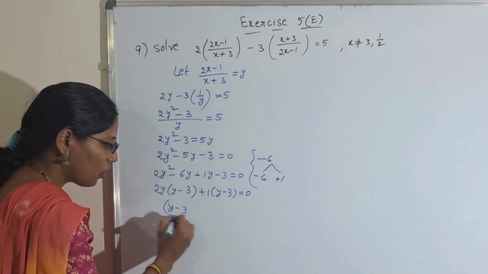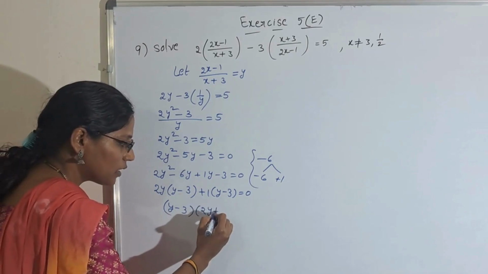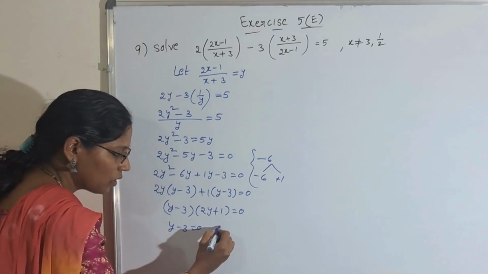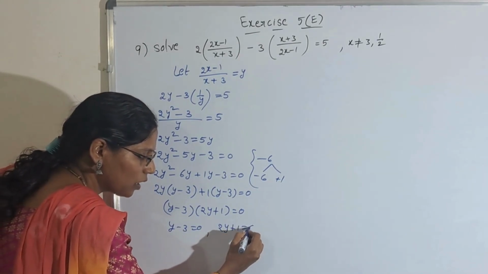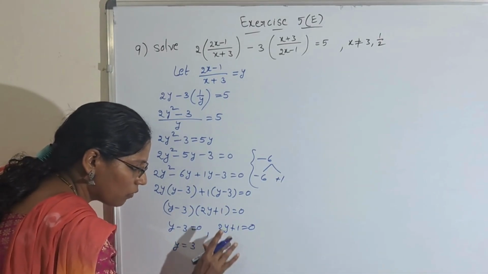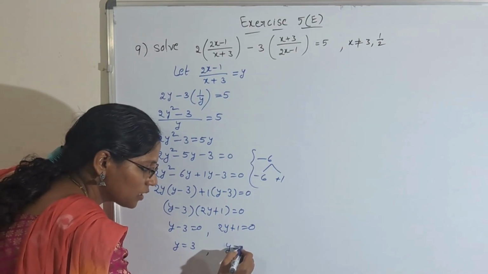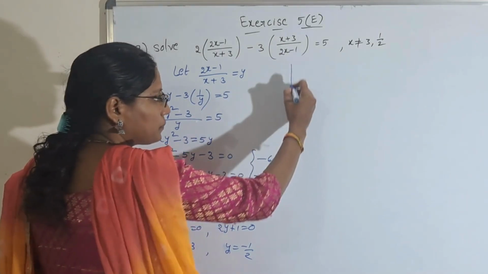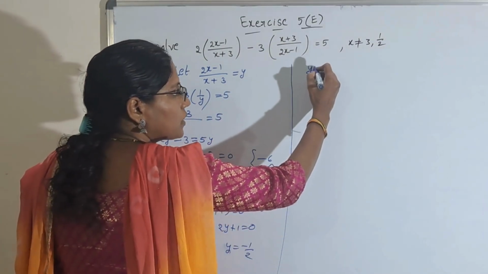Y minus 3 common, here 2y plus 1 equal to 0. Y minus 3 equal to 0. 2y plus 1 equal to 0. Y equal to 3. Here y is equal to minus 1 by 2. First we have to take y is equal to 3. Y is equal to 3.